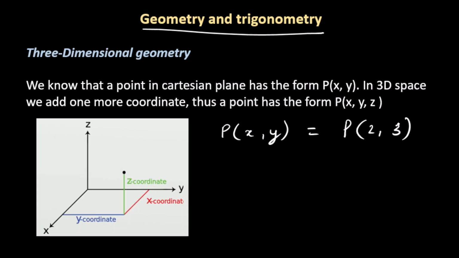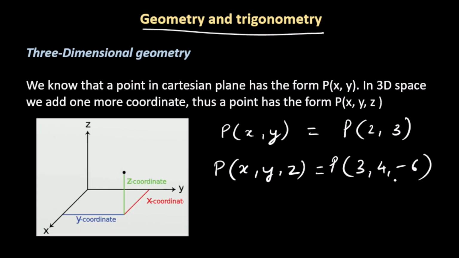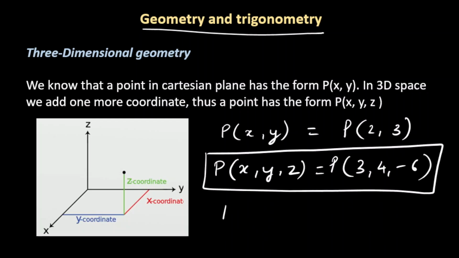Whereas in three-dimensional space, we add one more coordinate. So coordinate z is also getting added here. So the point has the form (x, y, z). So we can write it as, so the form of the point will change from P(x, y), which is in Cartesian plane, to P(x, y, z) in three-dimensional space.